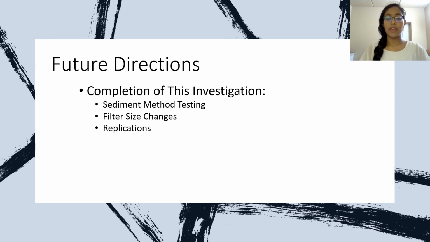Additionally, we can change the filter sizes for the filtration method because ranavirus is a particle that's smaller than the size of the pores that we used, which was 0.45. By doing this, we'll make sure that we're catching more of the virus if it's present in the environment. Thirdly, we can do more replications of all of the different methods that we've used in this experiment. In this way, we can be more confident about the conclusions that we make.